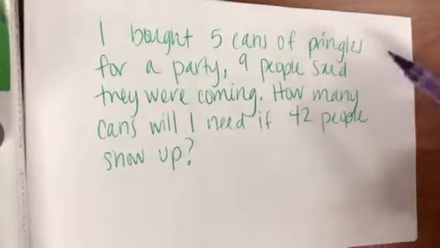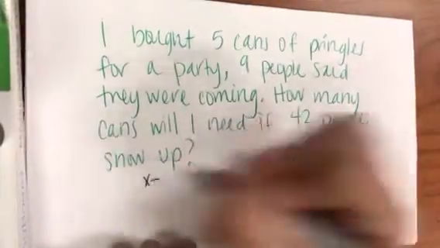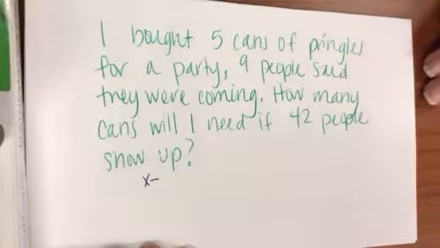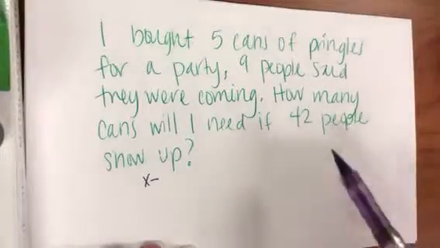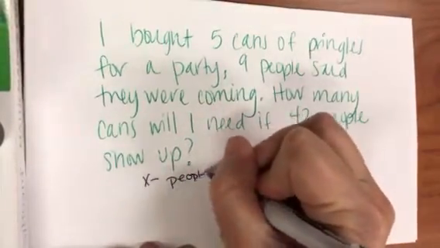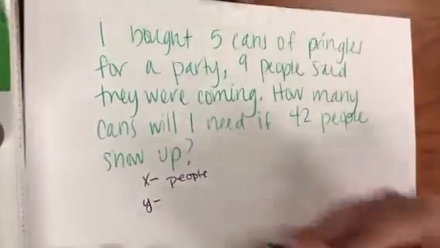So let's start with it. I'm going to look at this. I've got 5 cans of Pringles for a party. I know this is a proportional relationship. So we're first going to say our X is what? Our independent variable, which would be the amount of people, right? Because the how many cans are dependent on however many people show up. So the Y is the cans.